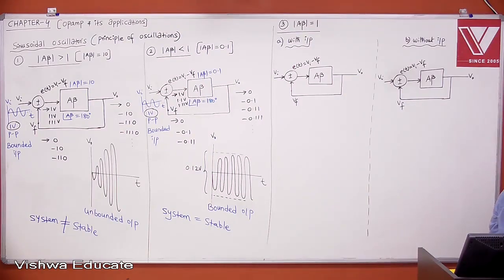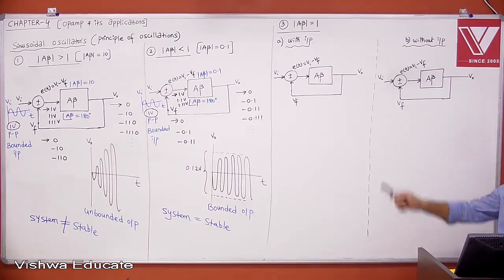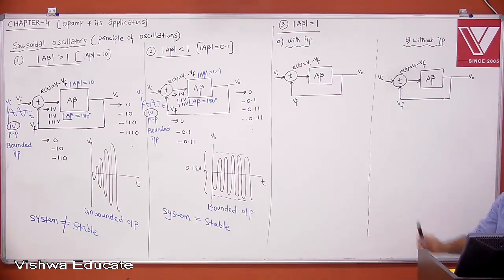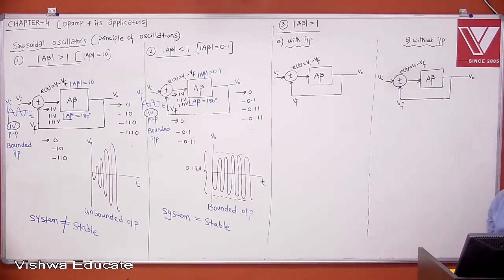Therefore, when A beta has 180 degrees phase shift, and if you consider the system with plus minus, and if the loop gain is greater than 1, the system is not stable. If loop gain is less than 1, the system is stable. If loop gain is equal to 1, we are going to comment on system stability. Okay, let's see.